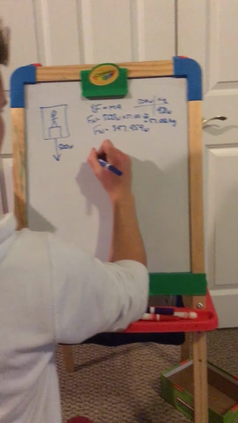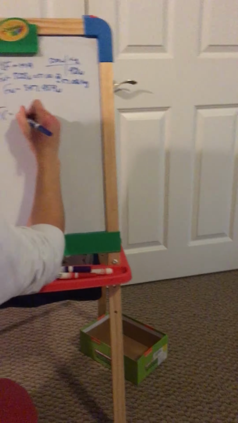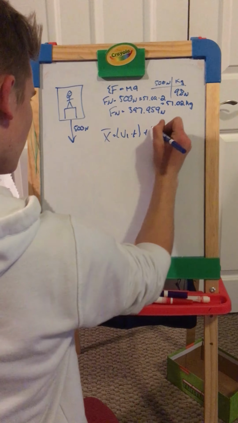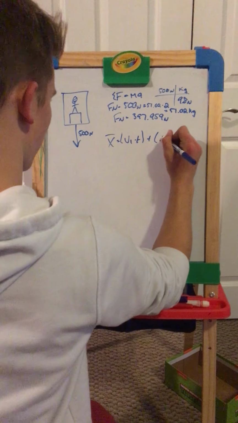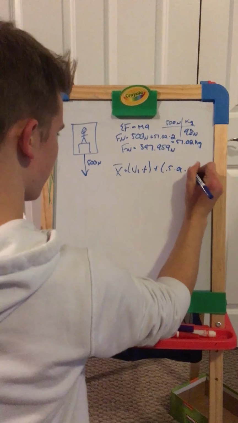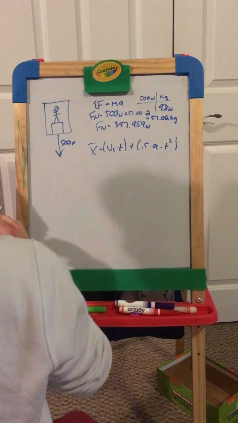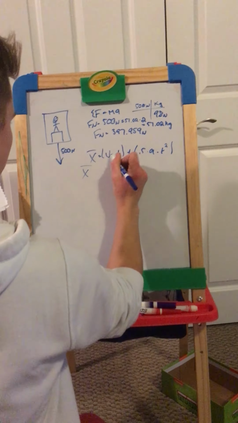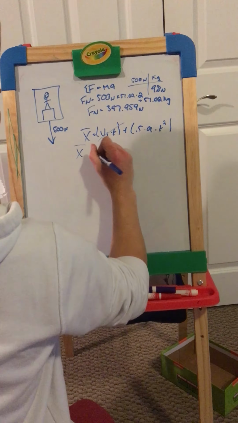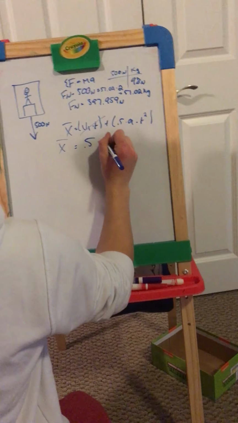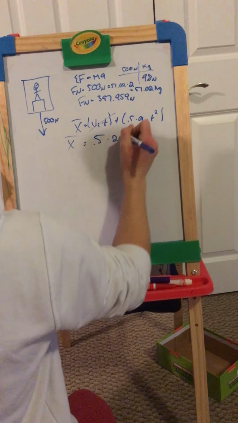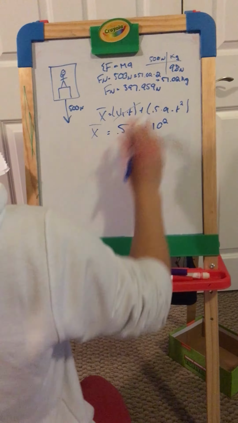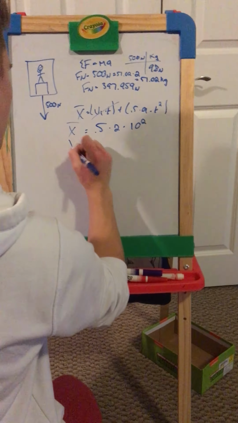We're going to use the equation for distance: distance equals initial velocity times time plus 0.5 times acceleration times t squared. So plug in all our variables. The initial velocity was 0, so that term cancels out right away. We get 0.5 times 2 times 10 squared. Now let's do some unit analysis to make this easier to see.